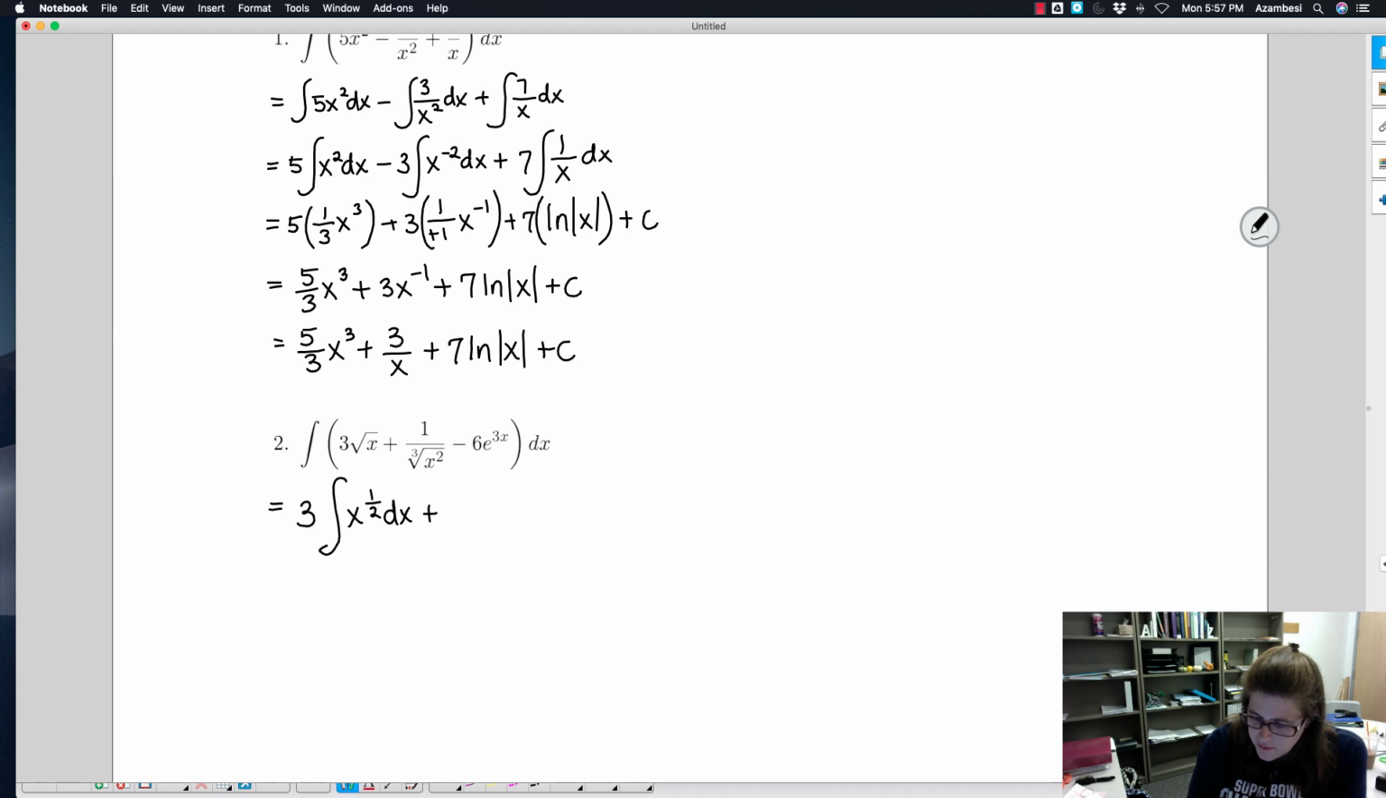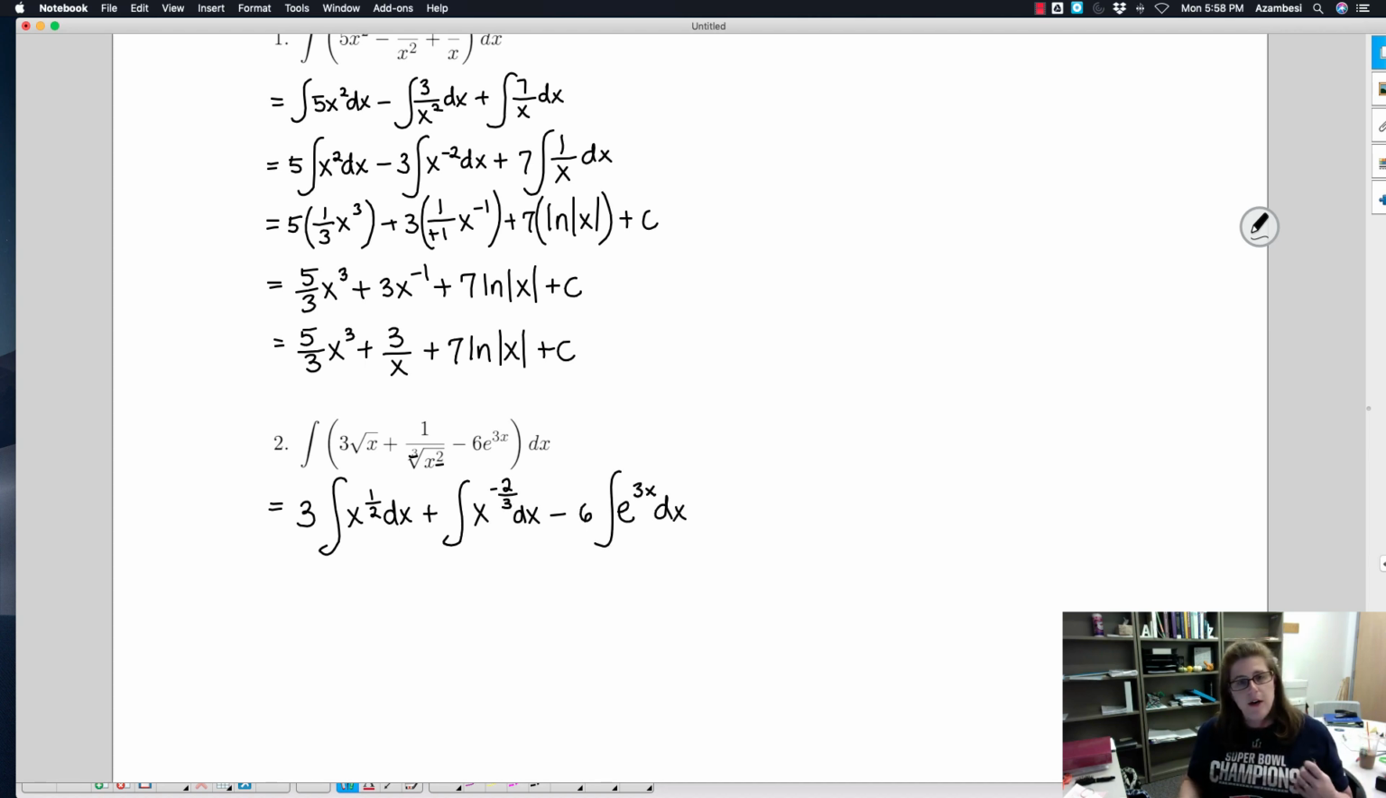And plus the antiderivative of x, we've got a 2 on the top, a 3 on the bottom, but they both came from the bottom, so x to the negative 2/3 power dx. And then minus 6 antiderivative of e to the 3x dx. All right, so now I'm dealing with the power rule for 2 of the pieces, and then I have an e for the third piece.